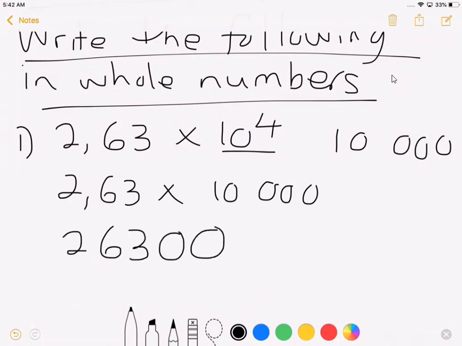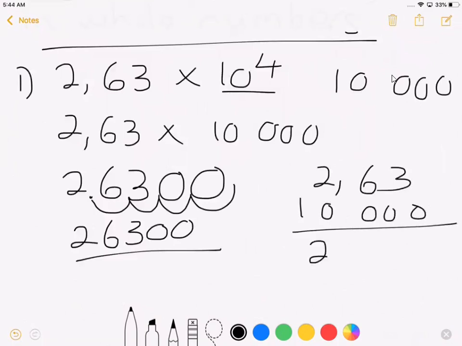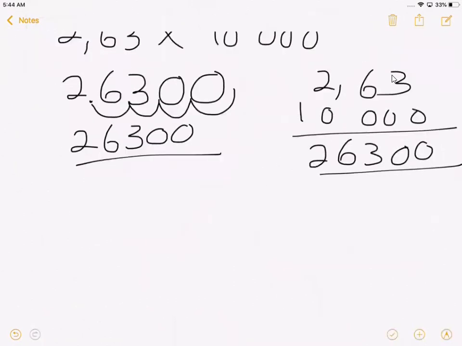You add zeros because your comma is here. So it needs to move 4 places to the right. 1, 2. If there are no more numbers, you put zeros. 3, 4. So it will be 2, 6, 3, 0, 0. Or what you can do, you can say 2,63 multiplied by 10,000. If you multiply this, you will see that you get 26300. And I know everyone knows how to multiply.